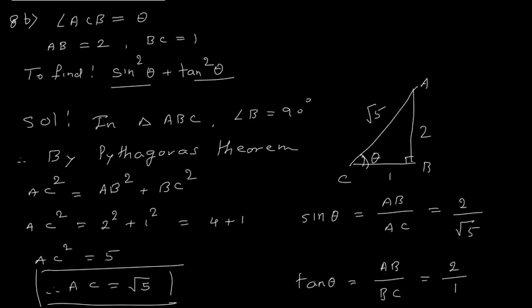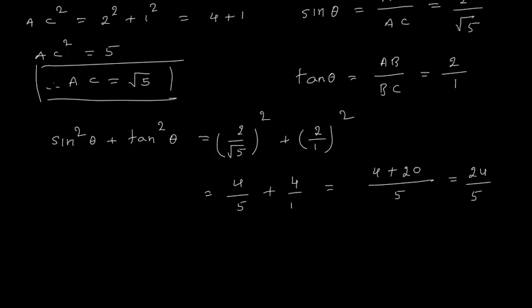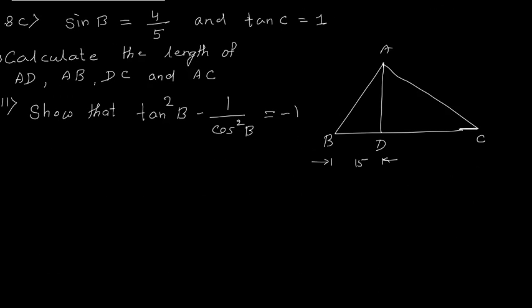Simple. Okay. Now let us see one more question. Question 8c. I have given sin B is 4 upon 5. Now sin B is opposite upon hypotenuse and tan C is 1. So for this angle C it is 1. We have to calculate the value of AD, AB, DC and AC. So this AD is perpendicular to BC. Okay. So we will start with sin B. Here BD is given 15.